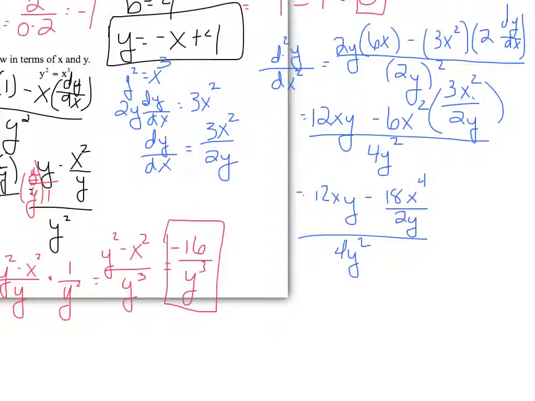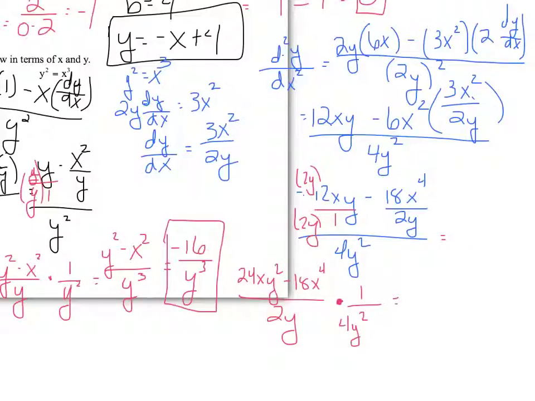Just like the last problem, let's put this over 1. We'll see our common denominator is that 2y. So I'm going to have 24xy squared minus 18x to the 4th all over 2y. I'm doing a keep change flip here at the same time, so I'm going to change that division to multiplication and flip the 4y squared to 1 over 4y squared. Numerator by multiplying by 1 stays the same. Denominator becomes 8y cubed.